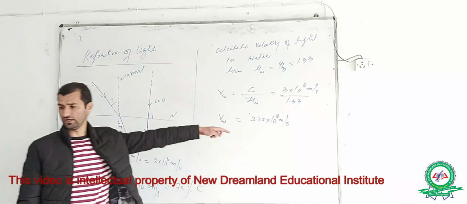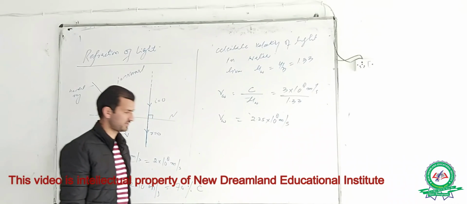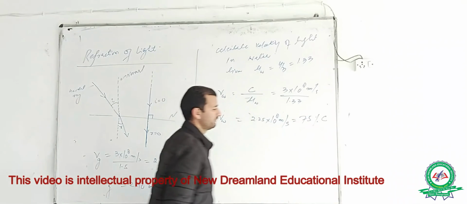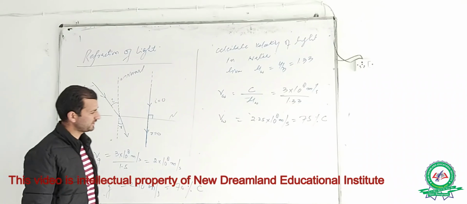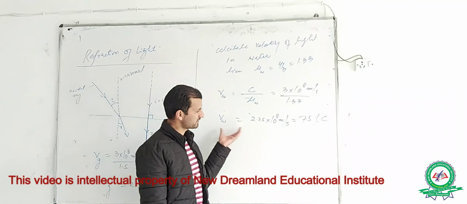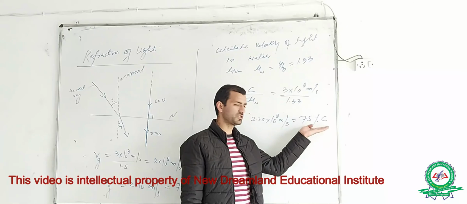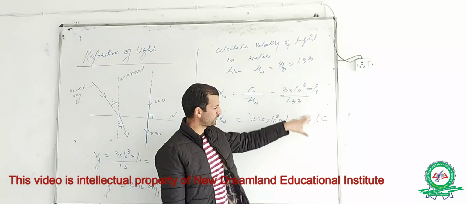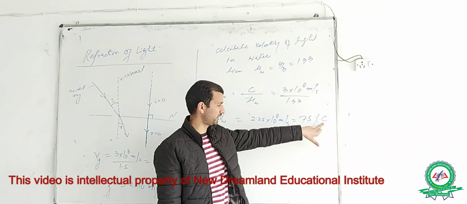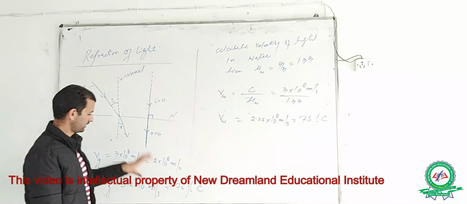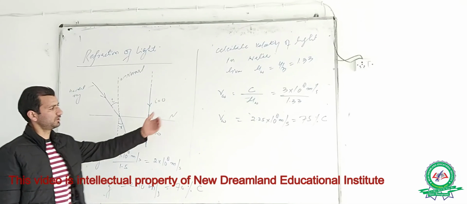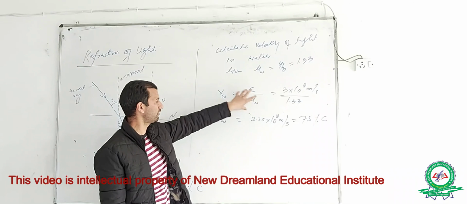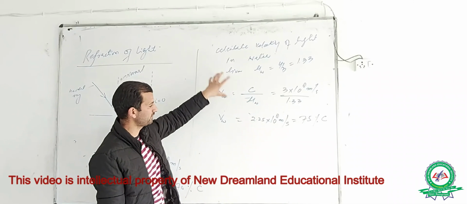And 2.25 into 10 raised to power 8 meter per second is 75% of the speed of light in vacuum. That is, the velocity of light in water is 75% of its velocity in vacuum. In other words, light loses 25% of its velocity when it goes through water. So clearly v and mu have an inverse relation. The greater the refractive index of a medium, the less the velocity of light in that medium, and vice versa.